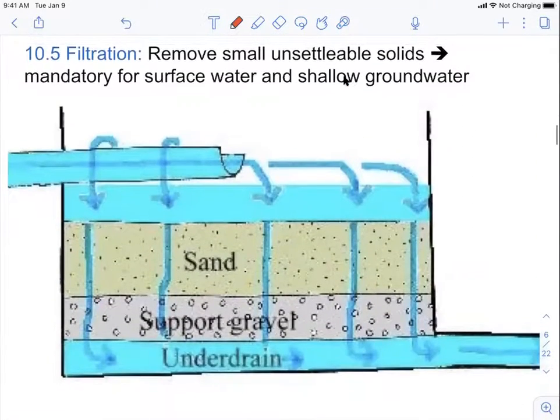So here, what I'm showing is a schematic diagram of this sand filter. Nowadays, when people design these sand filters, they would use multiple layers of materials. So for example, here is the water to be treated.